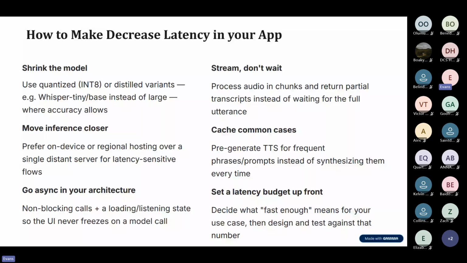And also you want to try with base models. So if you are fine-tuning, let's say ASR, you want to try with a version like Whisper Tiny, Whisper Base, or Whisper Small. Don't start and then go to Whisper Large. So start small, and then move your inference closer to the user. Prefer on-device or regional hosting over a single distant server for latency sensitivity.